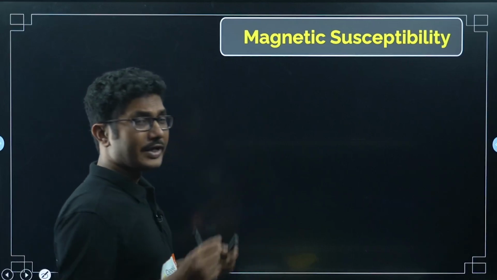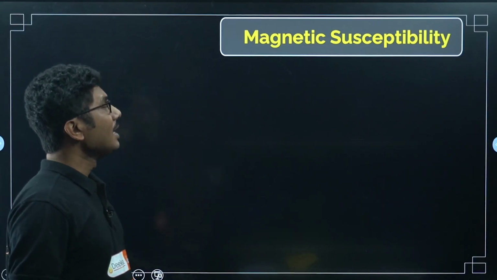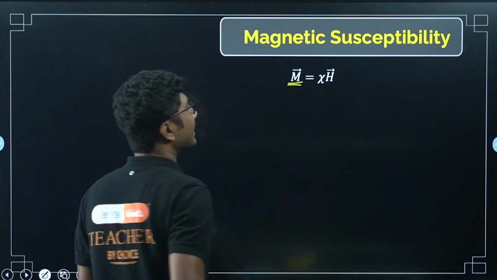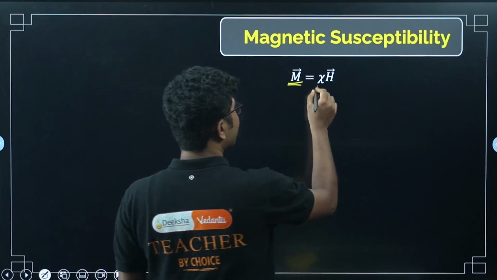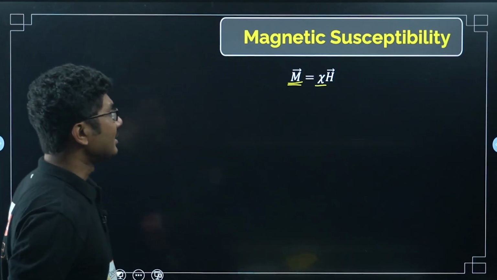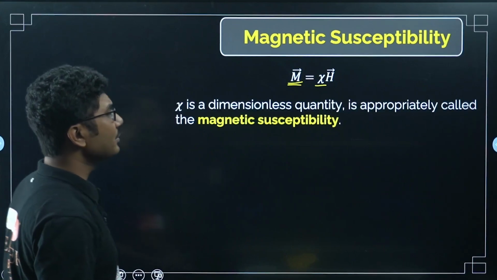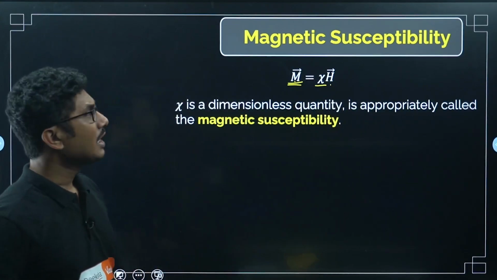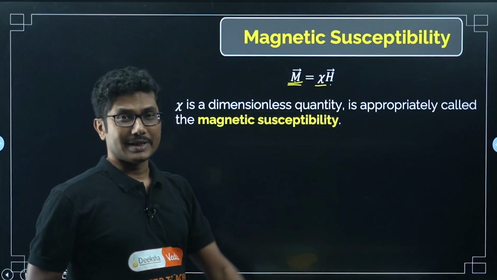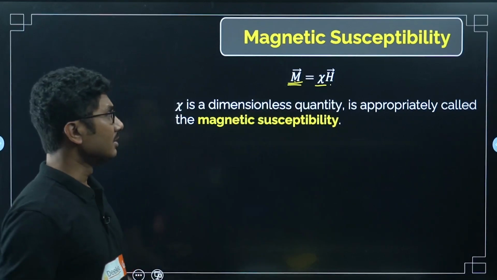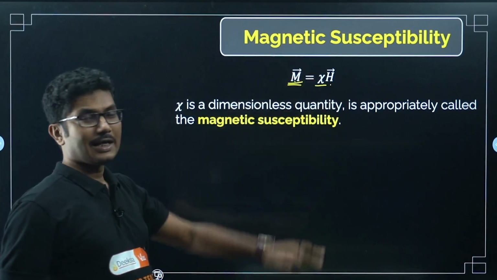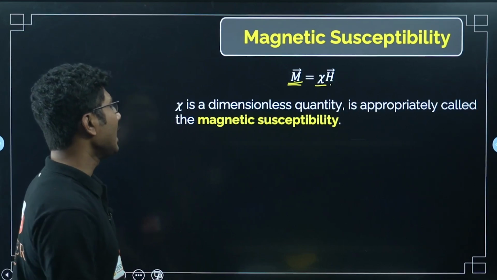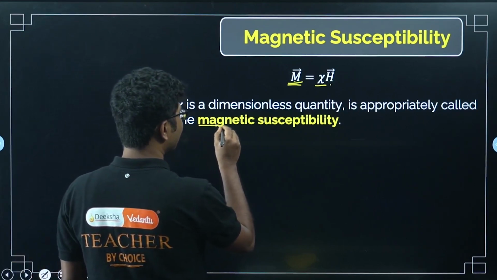This is a very important and a long part, so we will break it down one by one. Now magnetization can be written in terms of a constant chi times H vector. Chi is a dimensionless quantity. Basically, I already told you M and H are of the same dimension, then we can use this chi, another constant, as a dimensionless quantity. It is appropriately called magnetic susceptibility.